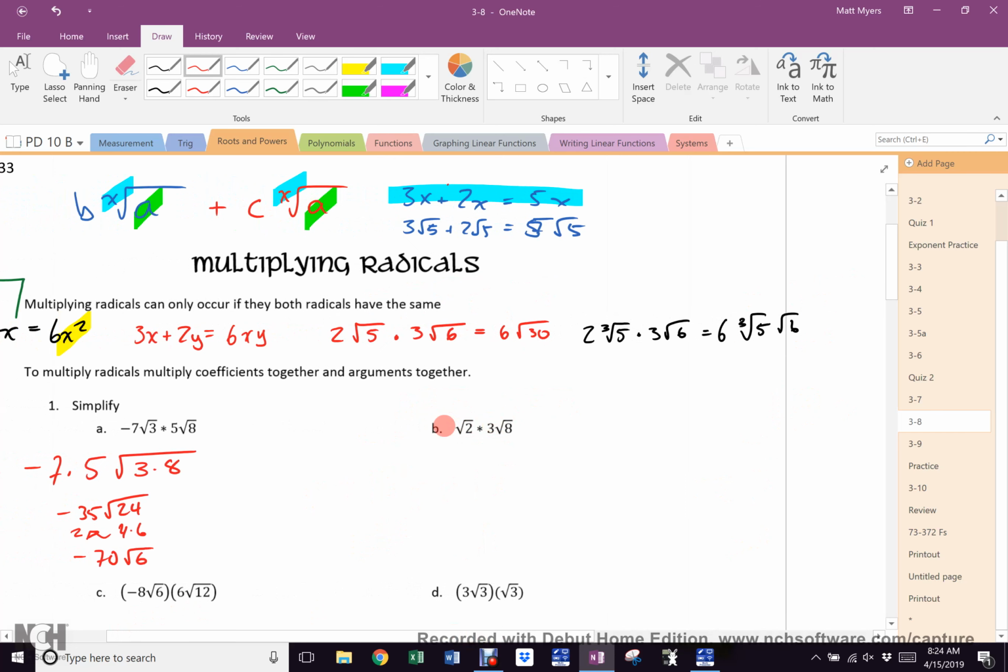Okay. Let's do that one. What do we get? 3 root 2 times 8, which is 3 root 16. What's the root of 16? So that comes out. What did I leave under there? Nothing. So what's the answer? 12. Everybody good?